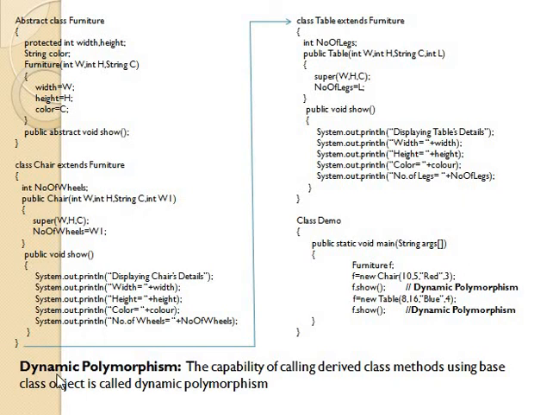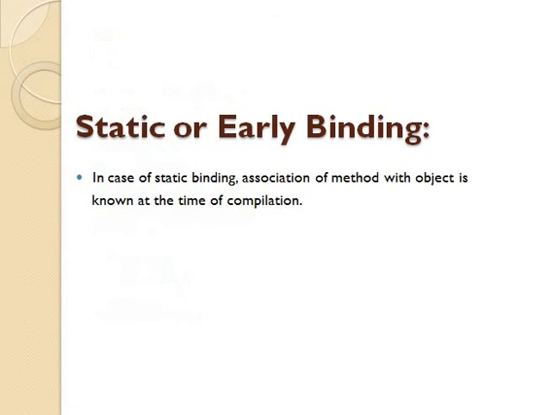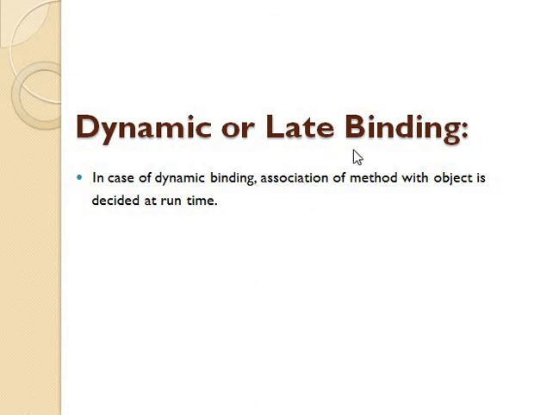So I hope you understood the concept of dynamic polymorphism, and I hope you also understood the concept of static or the early binding and the dynamic or the late binding. So that's all for today.